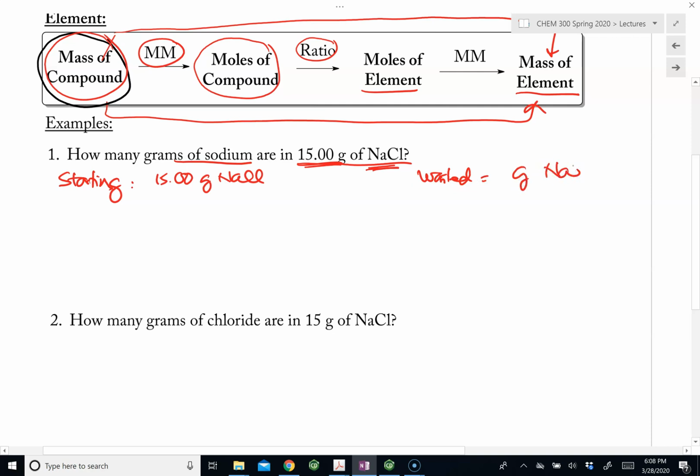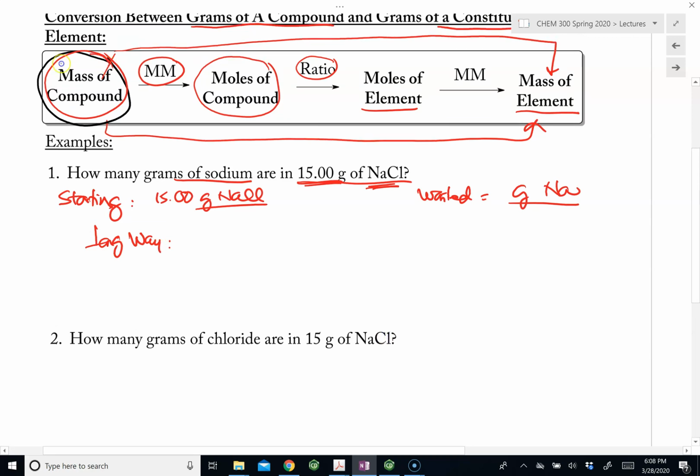And again, we are asked to convert between the mass of a compound to the mass of an element in the compound. So first, I'm going to show you two ways how to do it. We're going to do this the long way and the shorter way. The long way is as follows. Starting from the mass of the compound, we convert this into mole of the compound by using its molar mass. And once we have the mole of the compound ready, we can convert this into the mole of the element that we are interested in. In this case, the mole of sodium.